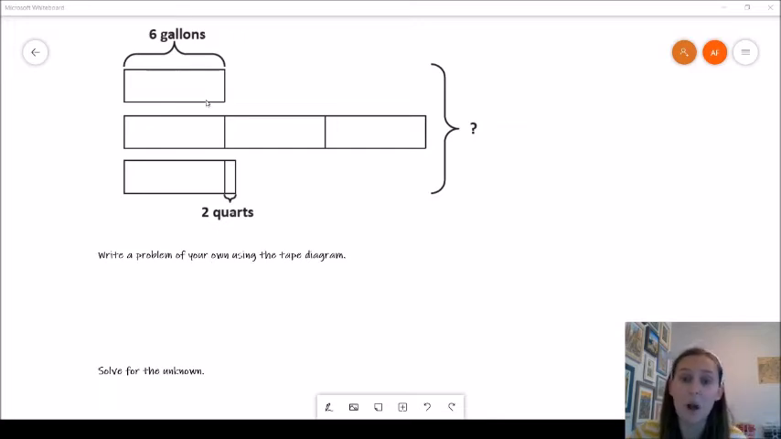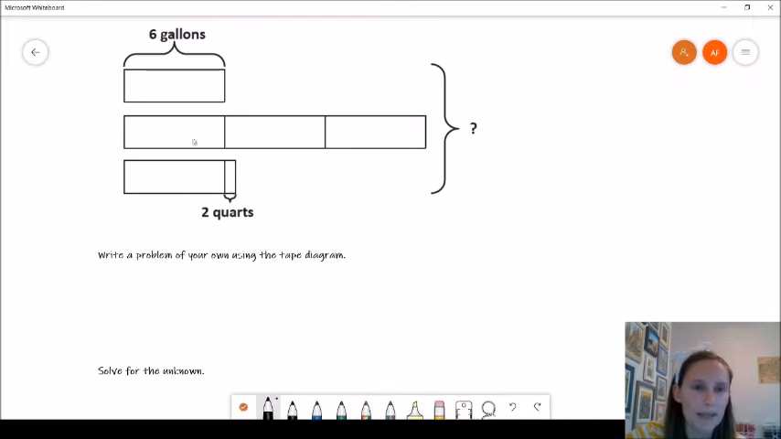And what values do we already know? Well, we know that our first value is 6 gallons. It looks like our second value here is 3 times that. And it looks like our third value is 6 gallons plus an additional 2 quarts. And what are we trying to find? We're trying to find the total of all 3 of these values altogether.